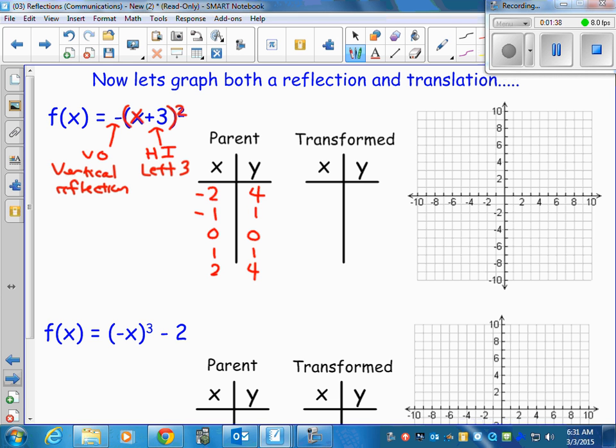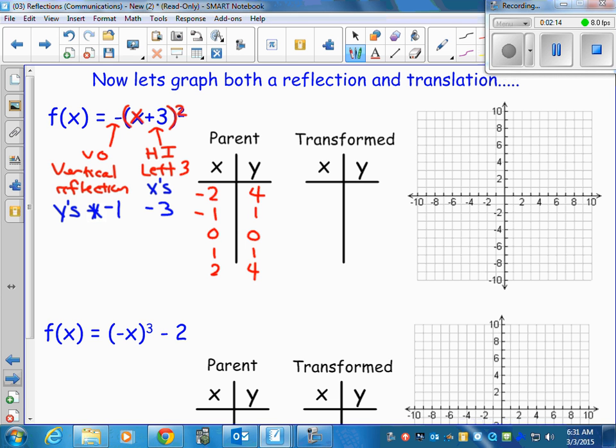Now, a vertical reflection affects only the y values, and it is a multiplier value. So we're multiplying our y values by -1. A horizontal movement affects your x values, and to move the graph to the left, we're going to subtract 3. And what we always want to remember is order of operations. Order of operations tells us we have to multiply first before we add or subtract.